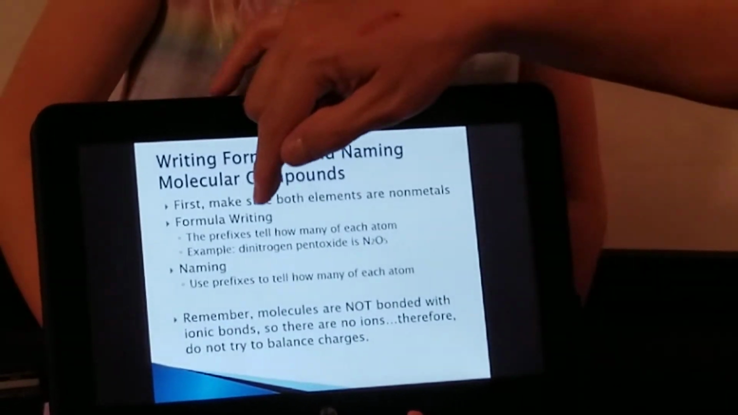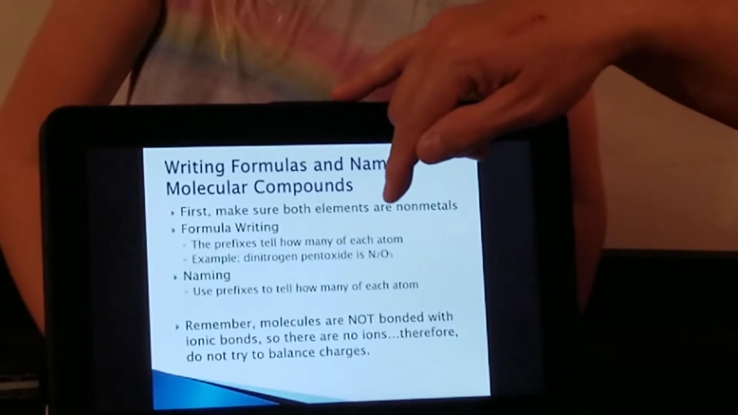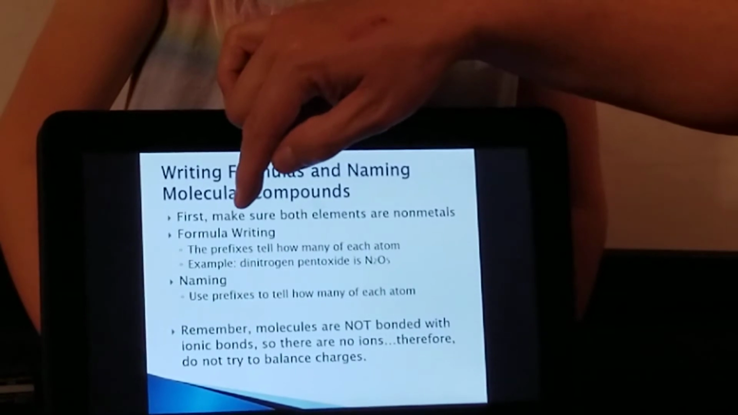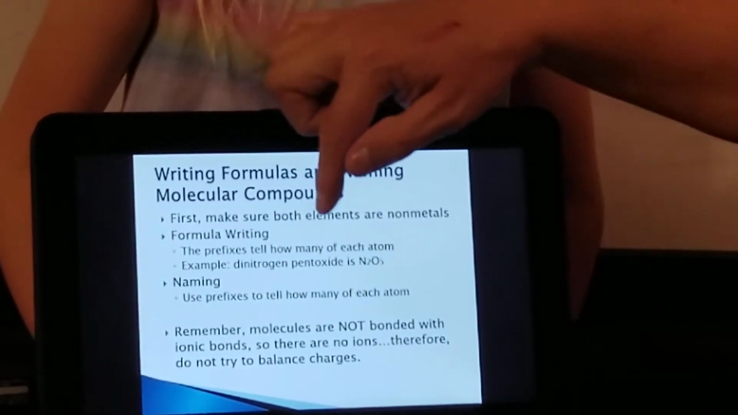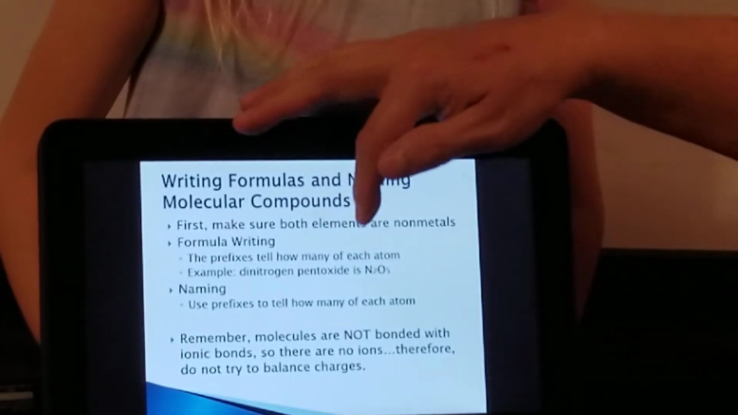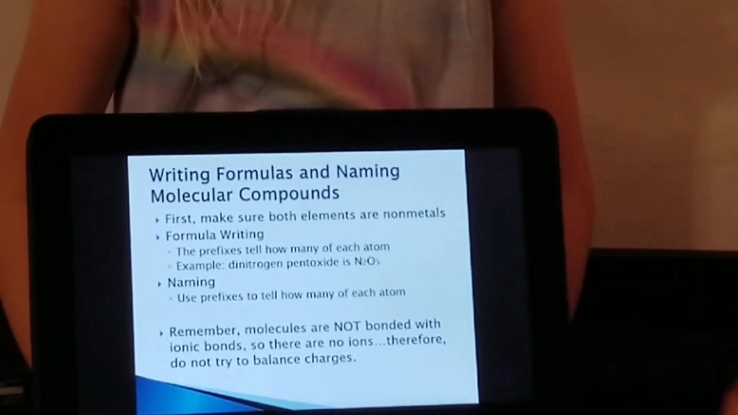So for instance, right here, where it says formula, the prefixes tell you the number of each atom. So if it says dinitrogen pentoxide, and you look on the back of your periodic table, di means 2. So that means it's going to be N2. Pent means 5, so pentoxide is just going to be 5 oxygen. So you write N2O5. That's all you've got to do.